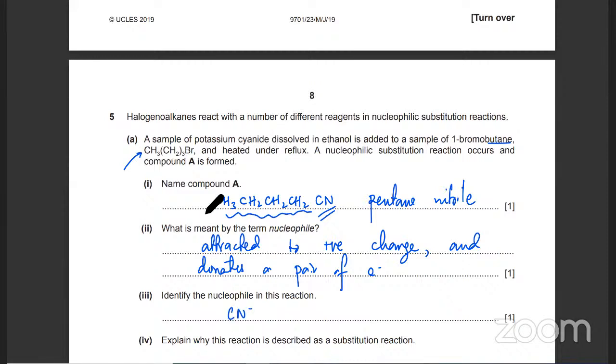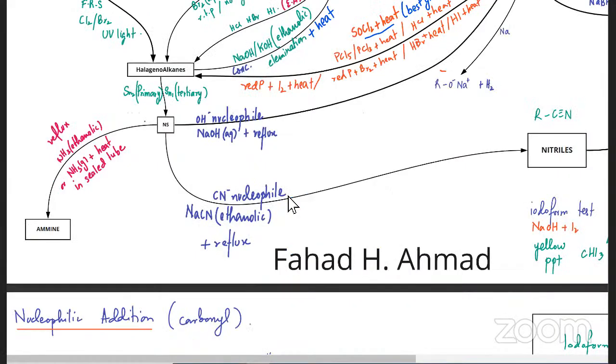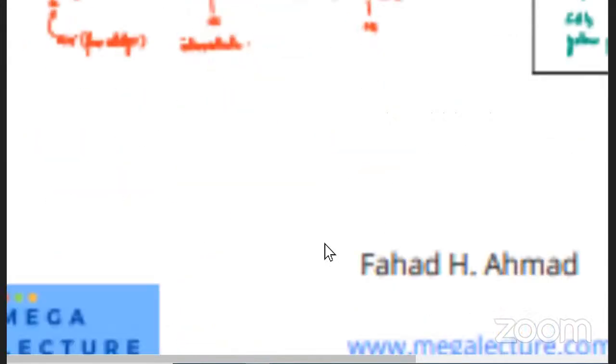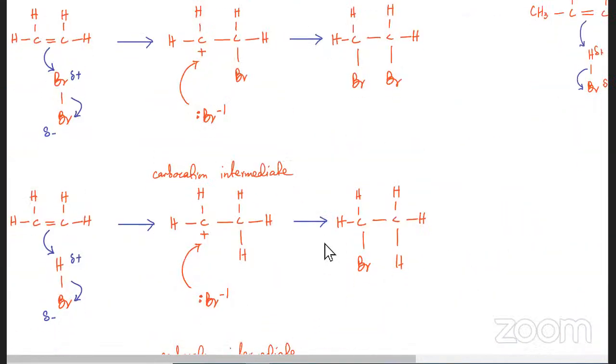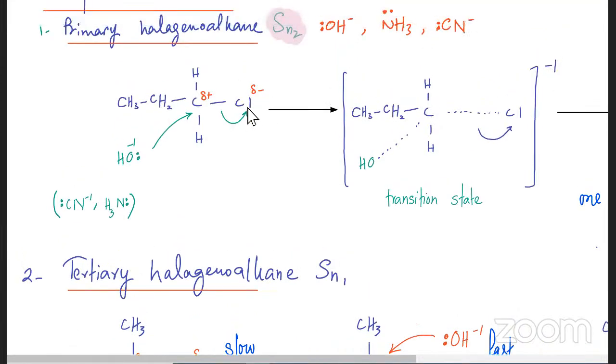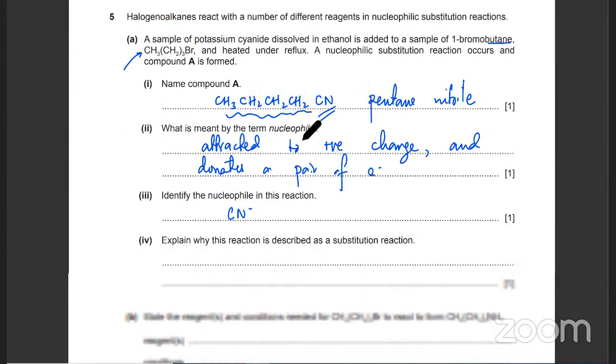I'll go through the mechanism as well. This one is a primary halogenoalkane. You've got two types of SN mechanisms, one is SN1, the other one is SN2. We have a primary halogenoalkane with a bromine, and CN-. The CN- lone pair is going to get attracted to the positive carbon, and the bromine is going to get knocked out. So that's the SN2 mechanism, which is going to happen for a primary halogenoalkane.